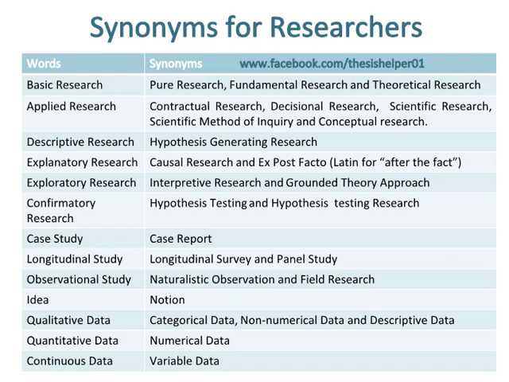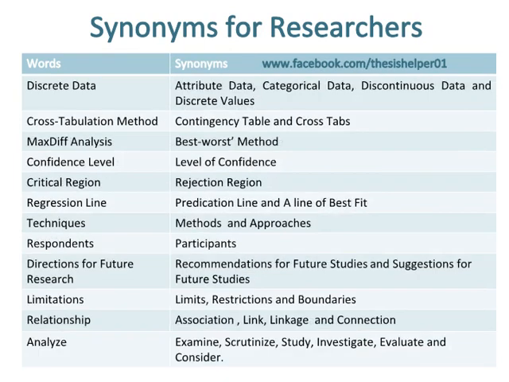Synonym of continuous data is variable data. Synonyms of discrete data are attribute data, categorical data, discontinuous data and discrete values. Synonyms of cross-tabulation method are contingency table and crosstabs. Synonym of max-diff analysis is best-worst method. Synonym of confidence level is level of confidence.